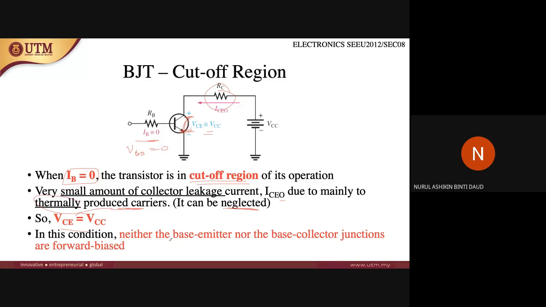In this condition, neither the base-emitter nor the base-collector junction is forward biased. Since there is no current flow, neither BE nor BC is in forward bias mode, since there is no current flow at all.